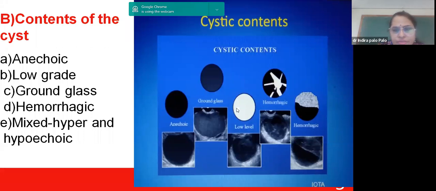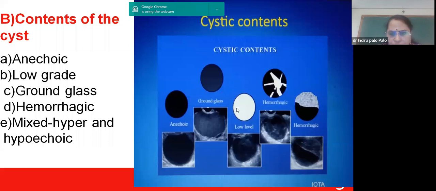Next is the content of the cyst. IOTA does not give any relevance or importance to the content of the cyst as far as malignancy or benignity is concerned, but it defines what the content of the cyst is. A content can be anechoic, like a serous cystadenoma. There is clear fluid. It appears clear, that is, anechoic. It may be a low-grade echogenic content, like a mucinous cystadenoma.